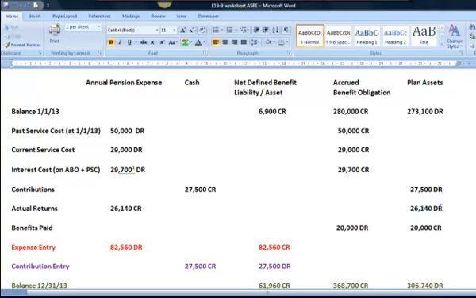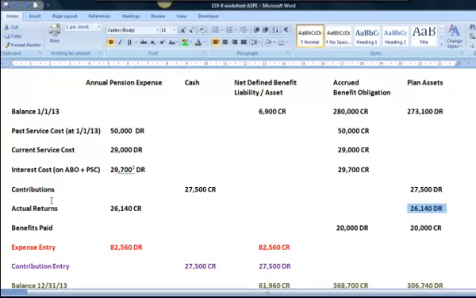So now maybe you're starting to see why these two amounts, the ABO and the plan assets, are not kept in the company's books. Because in Canada, we don't want corporations tapping into those assets and using them for purposes other than pensions, right? So we keep them separate from the company.